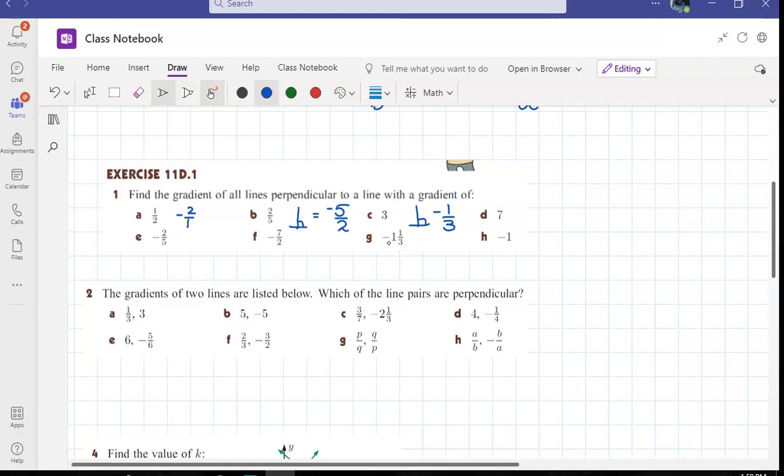Right, so the first thing you're going to do is change it to a, that's mixed. We're going to change it to an improper fraction. I always forget the words. Well done.